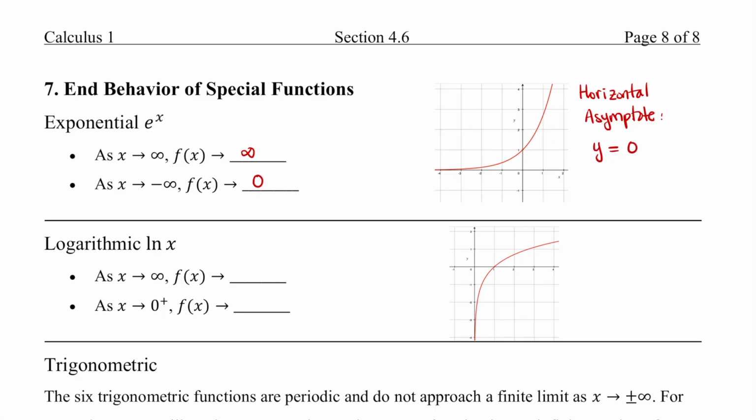Now, let's take a look at the natural log function. As x approaches infinity, natural log of x approaches infinity. As x approaches 0 from the right, natural log of x approaches negative infinity. The graph has a vertical asymptote at x equals 0, and it only exists for positive x.